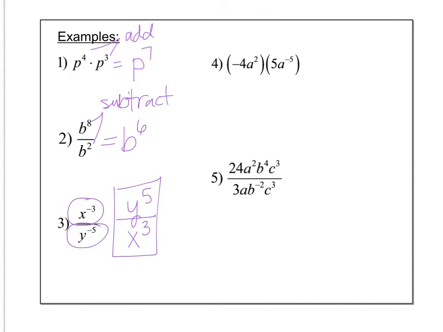All right, let's take a look at number 4. Now we're going to start to put some pieces together. So now you have regular numbers. Regular numbers are still the same operation, so we're just going to multiply the negative 4 and the 5 to get negative 20.